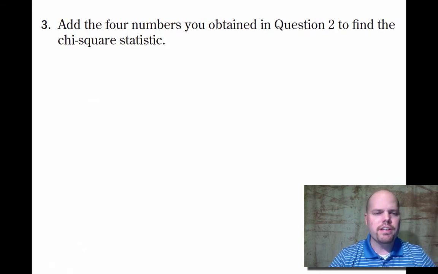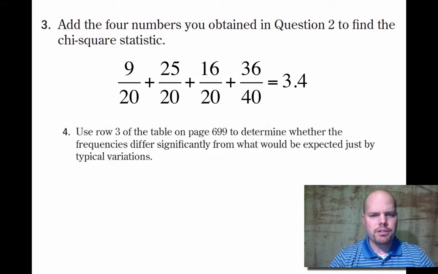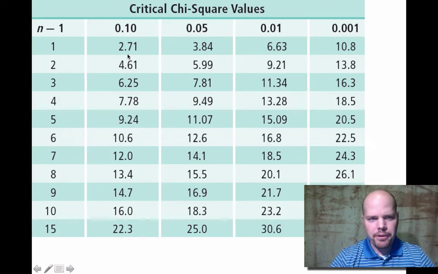Then we're going to add those 4 numbers we just obtained to find what we call the chi-square statistic. We take our 9/20 plus 25/20 plus 16/20 plus the 36/40, and we get 3.4, and that's our chi-square statistic value. How are we going to use that to determine something? We're going to use row 3 of the table from page 699 to determine whether the frequencies differ significantly from what would be expected just by typical variations. There were 4 events, 4 regions of the spinner.